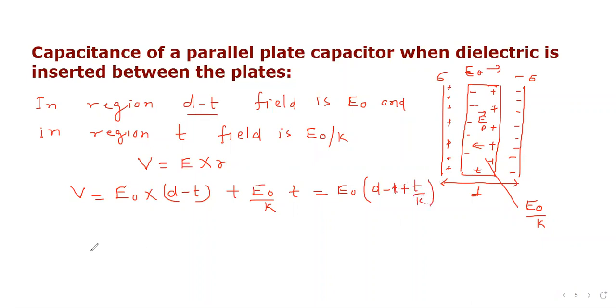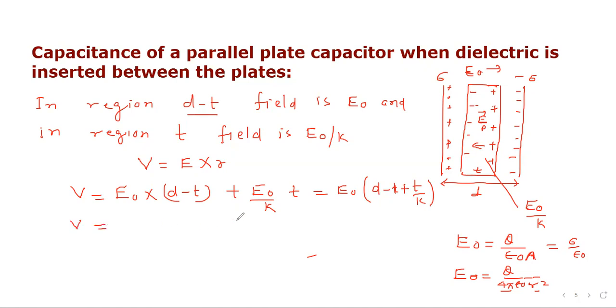Now we know that electric field E0 is equal to Q upon epsilon naught A. Why? Reason is very simple. E0 equal to Q upon 4 pi epsilon naught r squared, and we write 4 pi r squared as area. So that is why Q upon epsilon naught A. So we can say that E equal to sigma upon epsilon naught, where sigma will be Q upon A. So we put this value here.